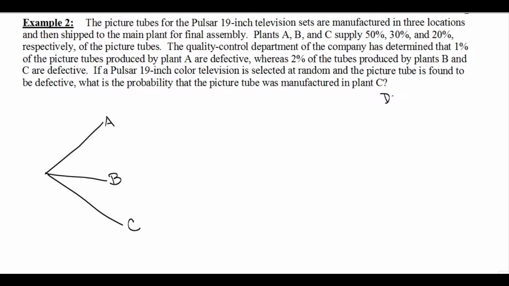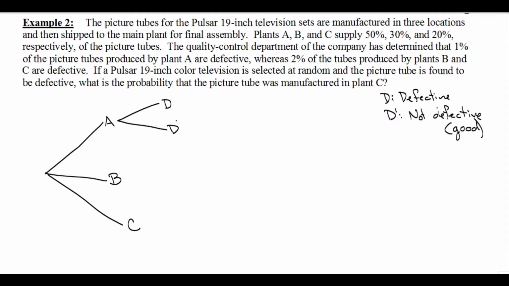Let's write ourselves what we're going to define D to be. We'll define D to be defective, and therefore D complement is not defective, or good, right? They work okay. So each of these can make both types of TVs, defective and non-defective. We're going to have a probability for every branch along this tree.